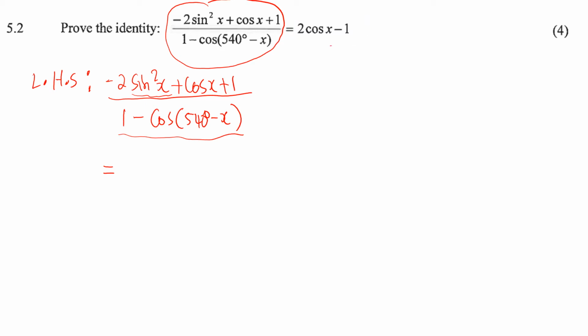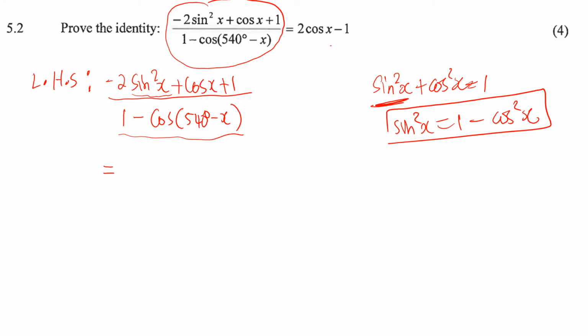So how can we change sine squared x? We know that there's an identity that says sine squared x plus cos squared x is equal to what? Equal to 1. Then solving for sine squared x, it's equal to 1 minus cos squared x. Okay, so we can use that identity. We'll say minus 2, and our sine squared x we can replace by 1 minus cos squared x, plus cos x plus 1, all divided by 1 minus.